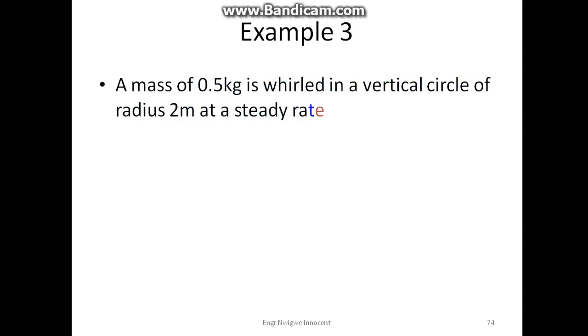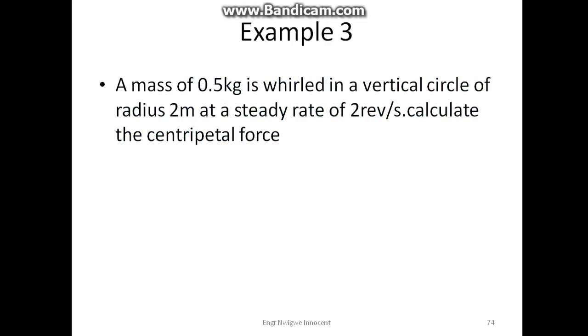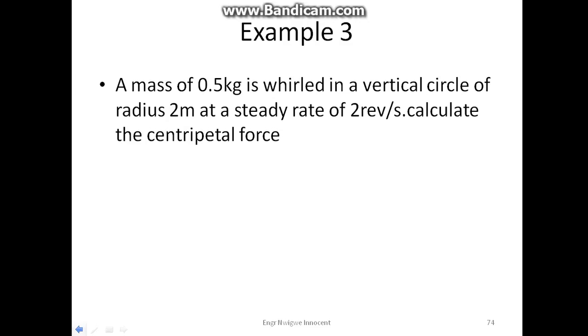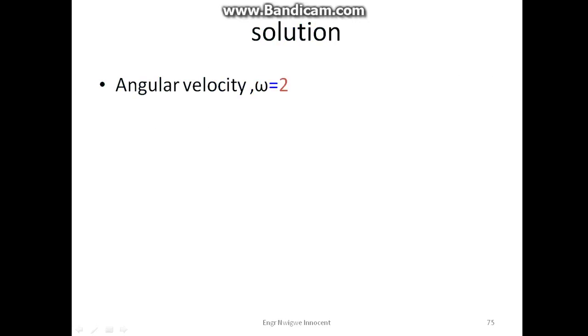Example 3. A mass of 0.5 kg is whirled in a vertical circle of radius 2 meters at a steady rate of 2 revolutions per second. Calculate the centripetal force. Solution. Angular velocity omega is equal to 2 pi f, with f representing the frequency. Substituting the value of the frequency, which is 2, we have 2 pi times 2, which gives us 4 pi radians per second.